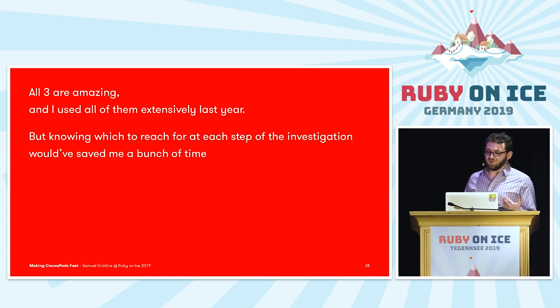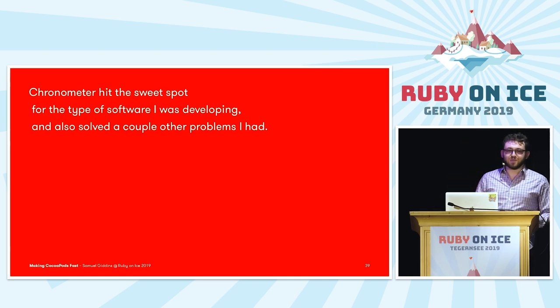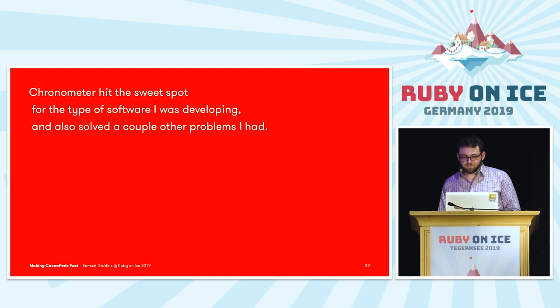For example, trying to memory profile CocoaPods meant that I would be sitting in front of my laptop overnight. And I like work-life balance, so I didn't do that. But Chronometer really hit the sweet spot for the type of software I was developing. Really important to me was being able to track how fast or how slow different parts of the program were running.